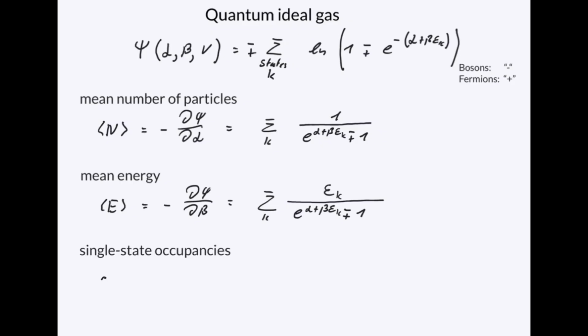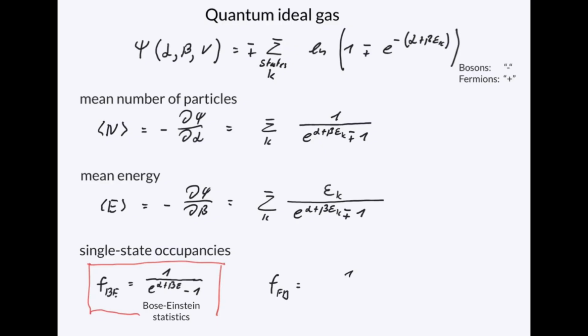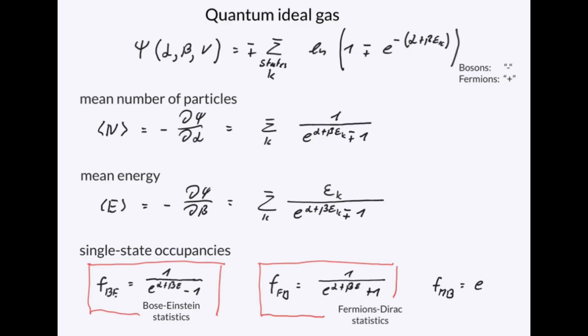For the single state occupancies, which only hold for one of those states k, we obtain the Bose-Einstein statistics, f_BE equal to 1 divided by e to the power alpha plus beta epsilon minus 1, or the Fermi-Dirac statistics for spin half particles, f_FD equal to 1 divided by e to the power alpha plus beta epsilon plus 1. For high temperatures, the exponential factor will dominate the expression, and we obtain the single state occupancy in the Maxwell-Boltzmann distribution equal to e to the power minus alpha plus beta epsilon.